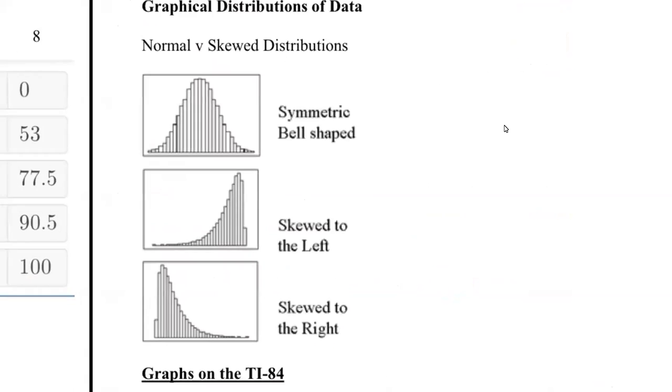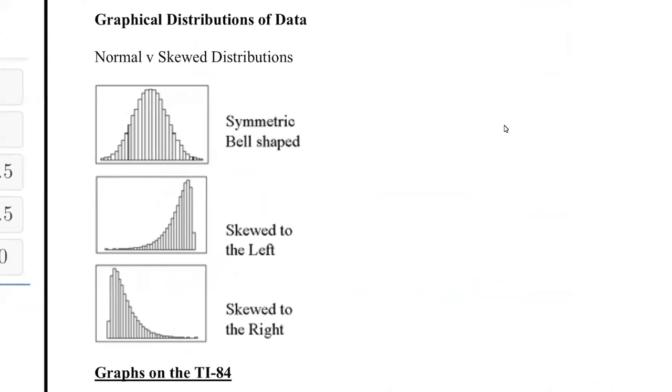Right at the top here, we talk about skewed versus normal versus skewed distributions. These are just rough examples of what a histogram would look like if it were symmetrical and bell-shaped versus skewed to the left and skewed to the right. You can see how the tail of the graph is feathering off to the left when you're dealing with a skew to the left, but it's going off to the right when you're dealing with a skew to the right. So it's the direction of the tail.